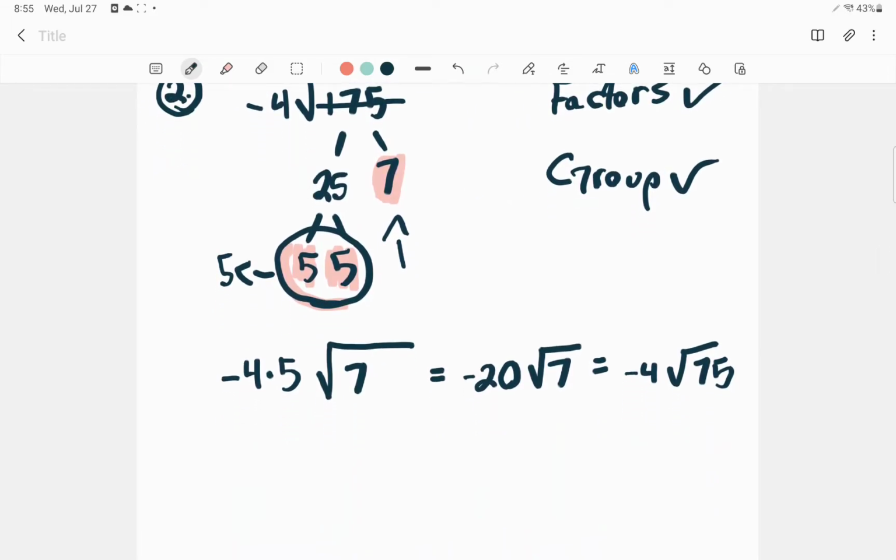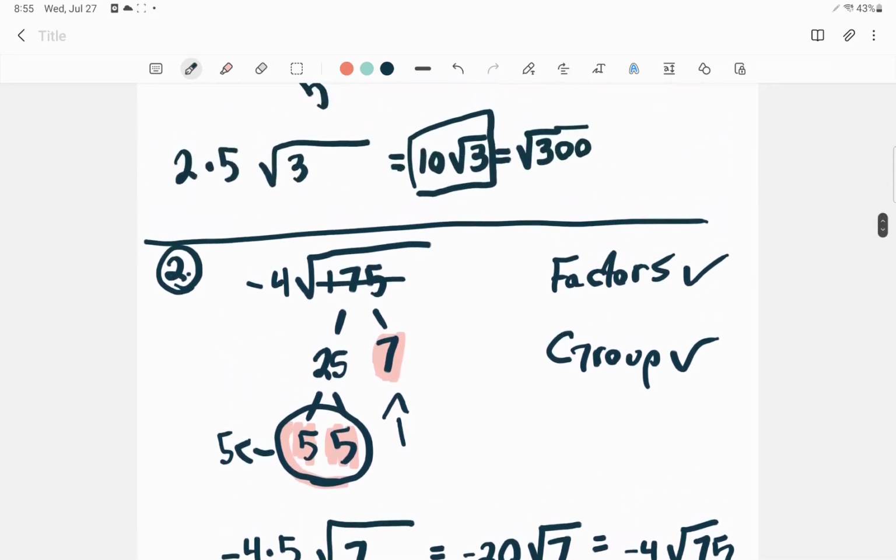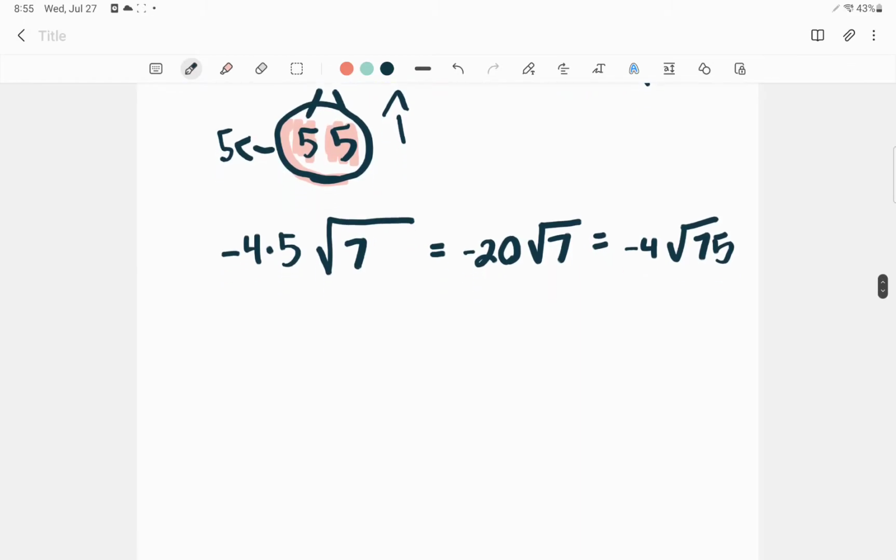Today and tomorrow is going to be doing exactly the same thing. I might just show you guys how to do it with letters, but it's basically the same process. You factor first, and then you find your groups.